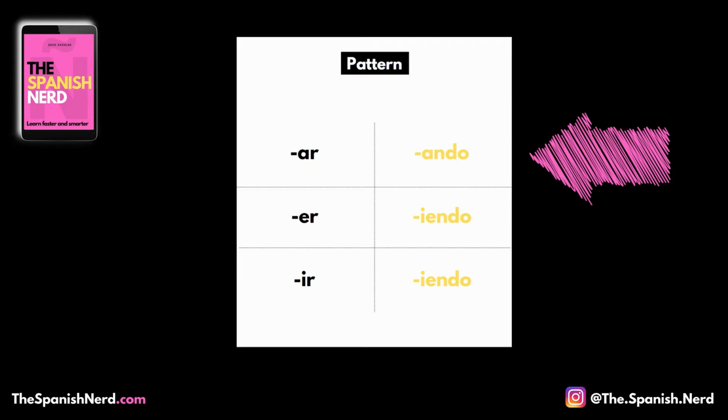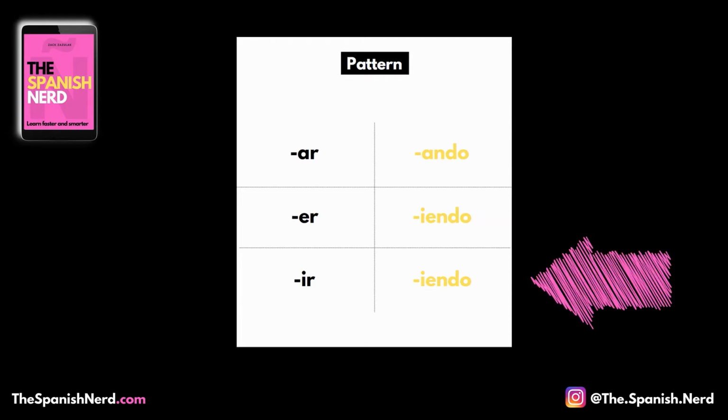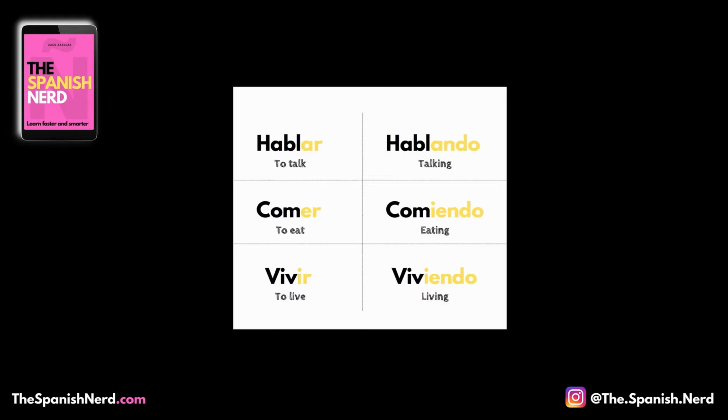Then if the word ends in ER, you're going to remove the ER and you're going to add -iendo, -yendo. And then if it ends in IR, same one, -iendo. So ER and IR have the same thing. You drop the last 2 letters and you add the -iendo. Okay? That's the pattern. Memorize that pattern. Now it's going to get even easier as we go on. Something really interesting we're going to see. But let's keep going. Let's go to the next page, page 28.